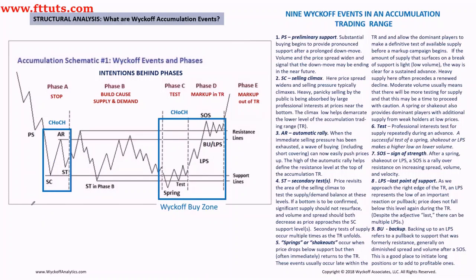All right. After the selling climax, as the supply is being absorbed, that produces an automatic response, which has not just the buying by institutions on the way up, but short covering by professionals that pushes the price up. And that establishes a change of character and establishes the high for the automatic rally, the low of the selling climax, and therefore establishes the boundaries for the trading range itself, establishes the resistance and the support lines.